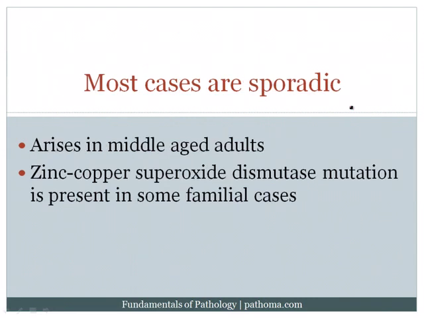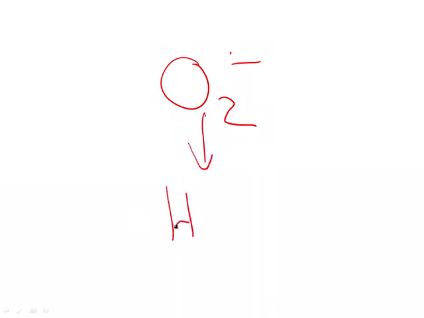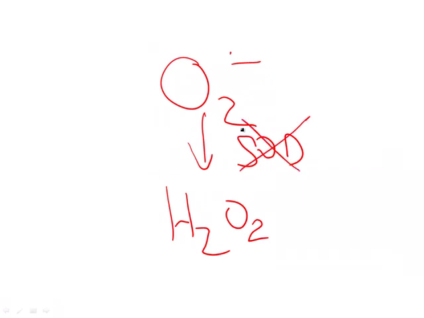Now, most cases of ALS are sporadic, arising in middle-aged adults. However, one very high-yield point for the purposes of board exams is that in familial cases, there can be a zinc-copper superoxide dismutase mutation. And that's very high yield, because recall that superoxide dismutase is an important mechanism of removing free radicals. Remember that oxygen has the ability to produce superoxide free radical, and that free radical would be converted to hydrogen peroxide by superoxide dismutase. Now, if you lose superoxide dismutase, you're going to have increased free radical damage within the cells. And so in this particular case, free radical injury could lead to damage in the neurons, and examiners love to go after that.